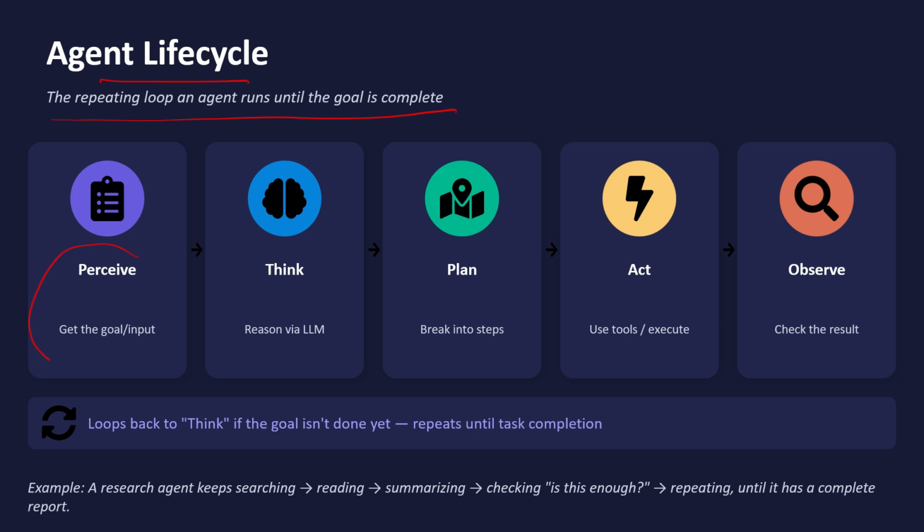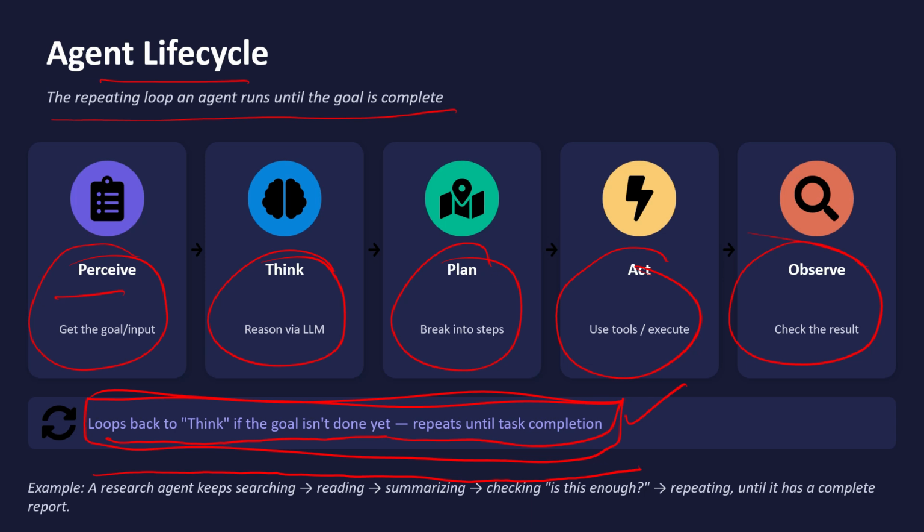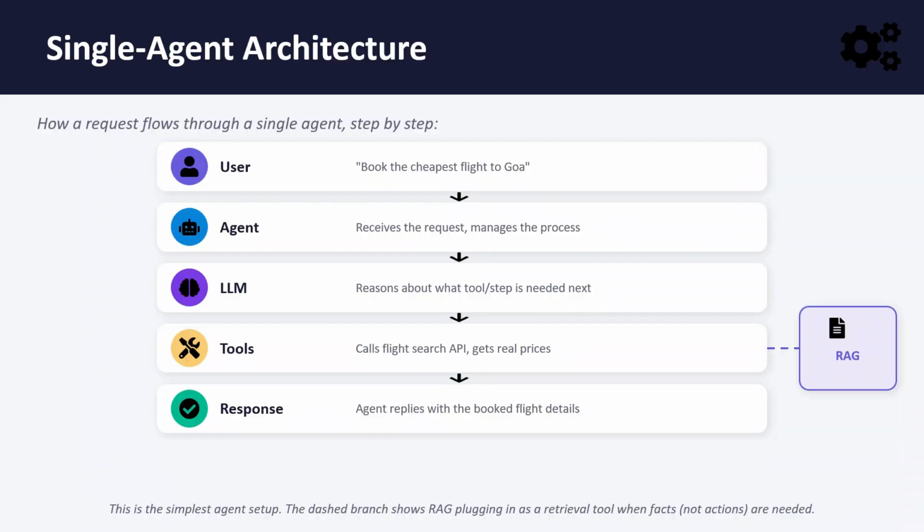So that means get the goal input, perceive, think, plan, act, observe, check the results, and loop back to think if the goal isn't done yet, repeating until task completion. Till the task or goal is completed, your agent continuously works. For example, a research agent keeps searching, reading, summarizing, and checking: is this enough? Repeating until it has a complete report. Right, so this is just a small example of the agentic life cycle.